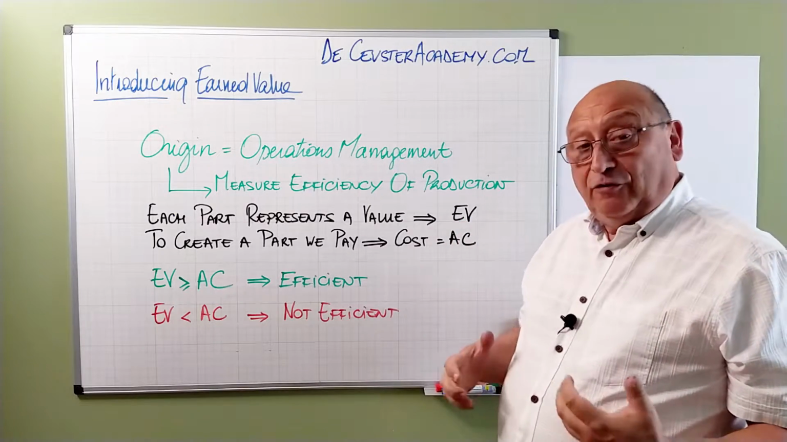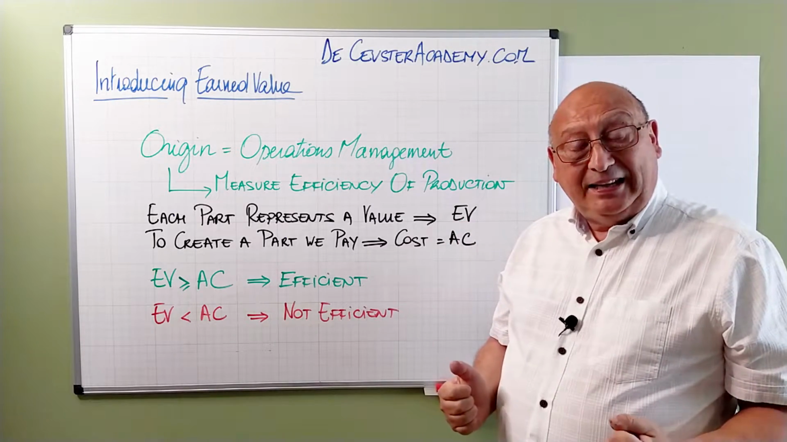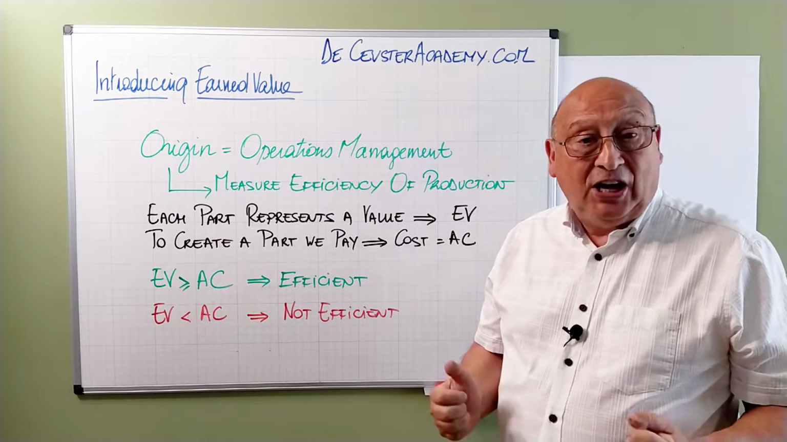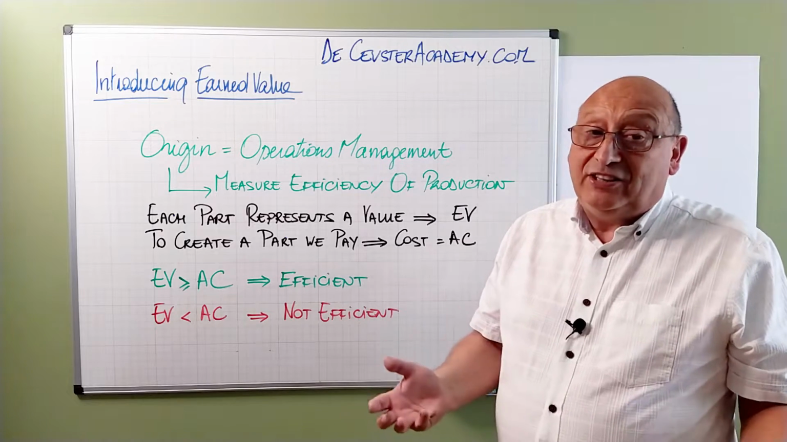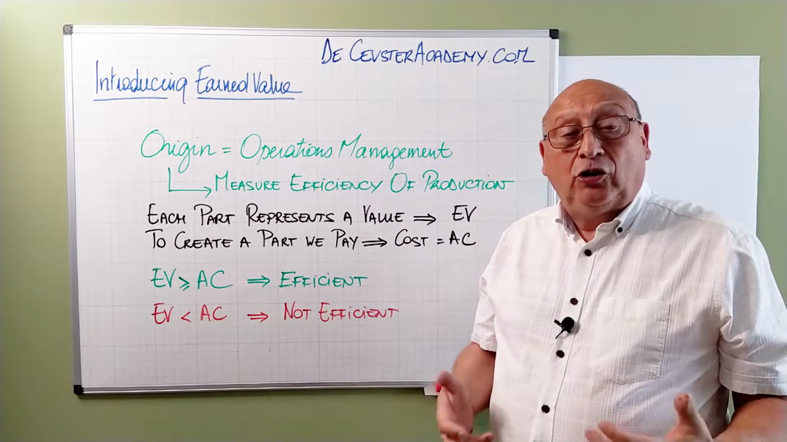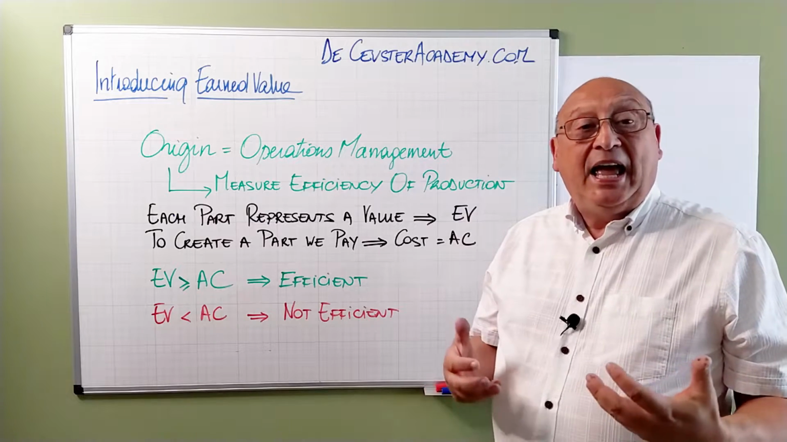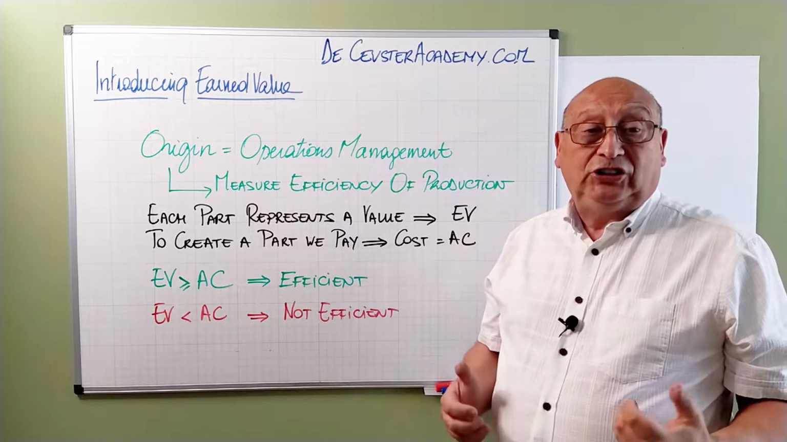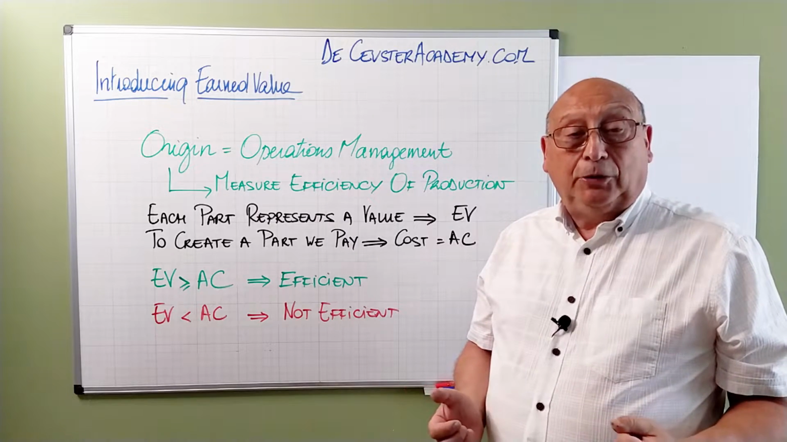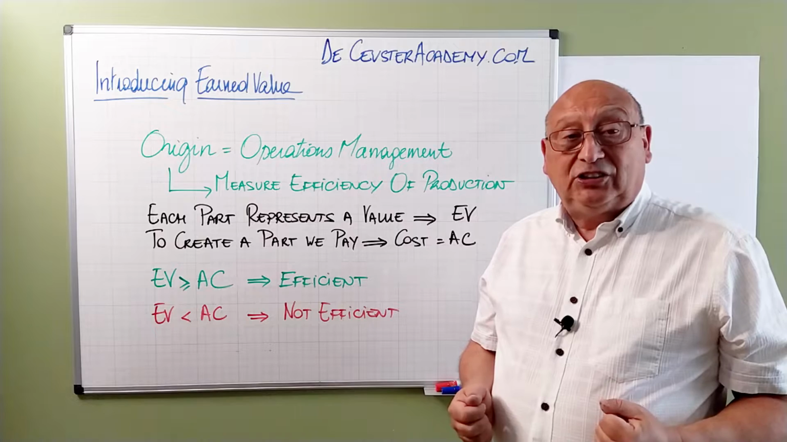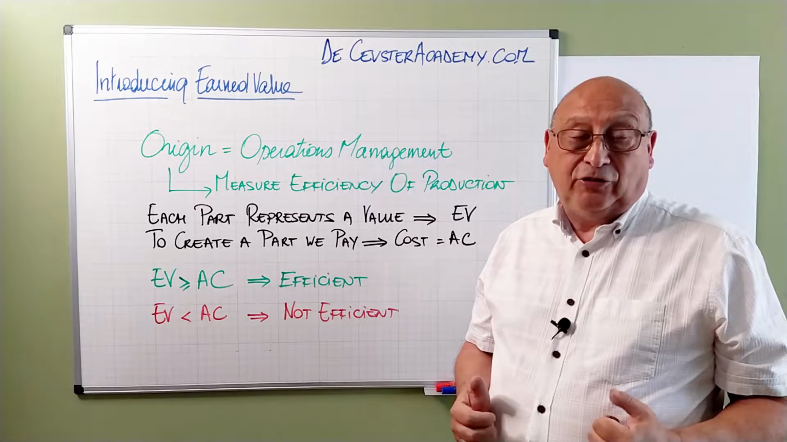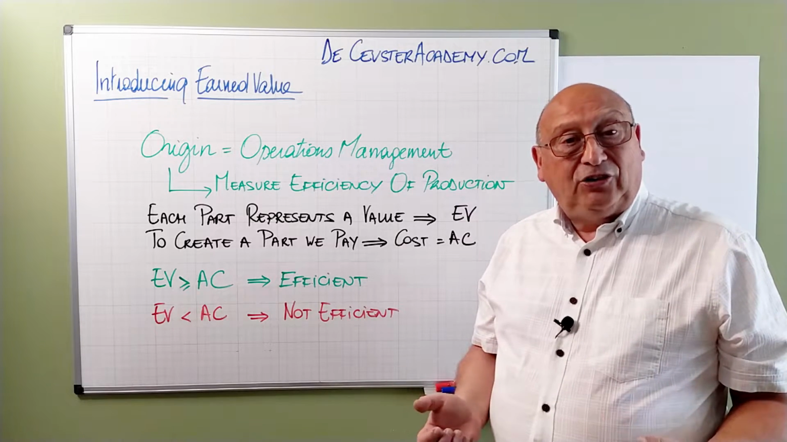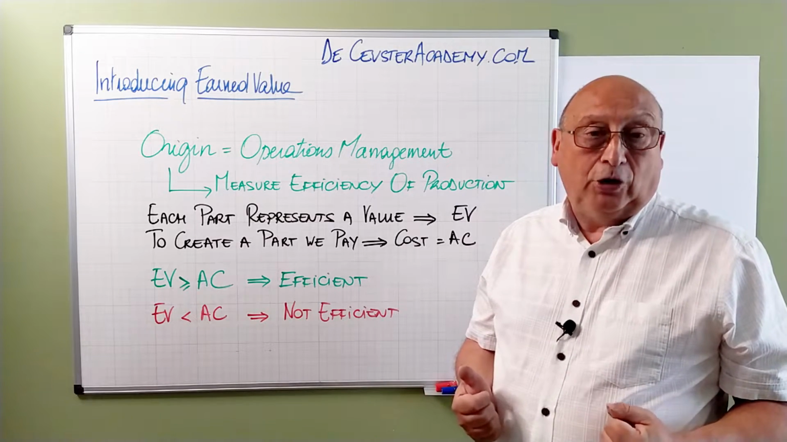If the earned value, the value of the product I'm making, is higher than the amount of money that I spent to make it, or even when it's equal, then we have efficient processes. The people are working efficiently. On the other hand, when the actual cost is larger than the value of the piece, it means that the processes are not effective or efficient. So we have to look at that. We have to see what the reasons are and what we can do about it.